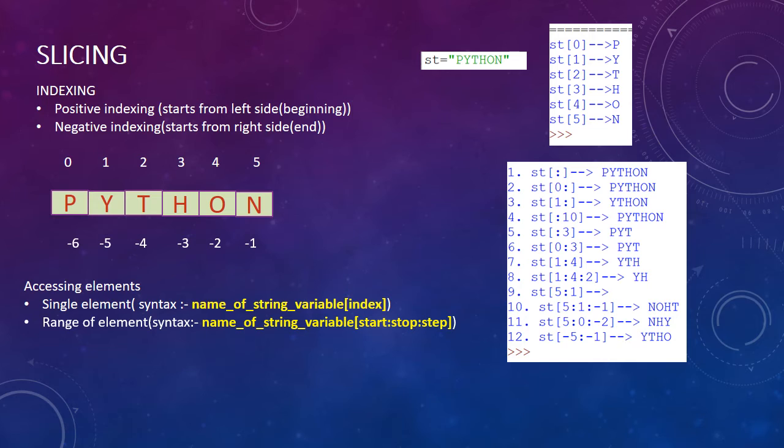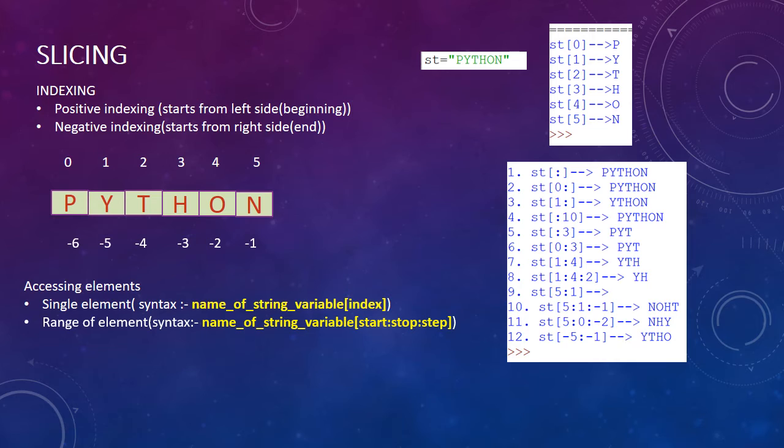Now in the next example, that is the third example, what am I doing? st[1:], that means it is starting from 1. So what is there in 1? Y. And then again I am skipping the stop value. So if you skip the stop value, it will print till the end.